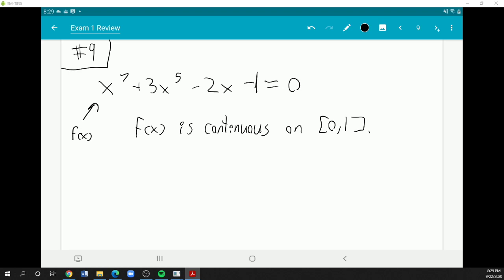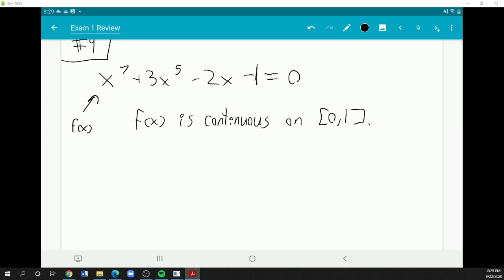What do I do from here? I try to plug in a point where the function is bigger than 0, and one where the function is less than 0. So let's go ahead and try that. Usually it's good to use the endpoints. We had a homework where that wasn't the case, but we'll see if it works here.